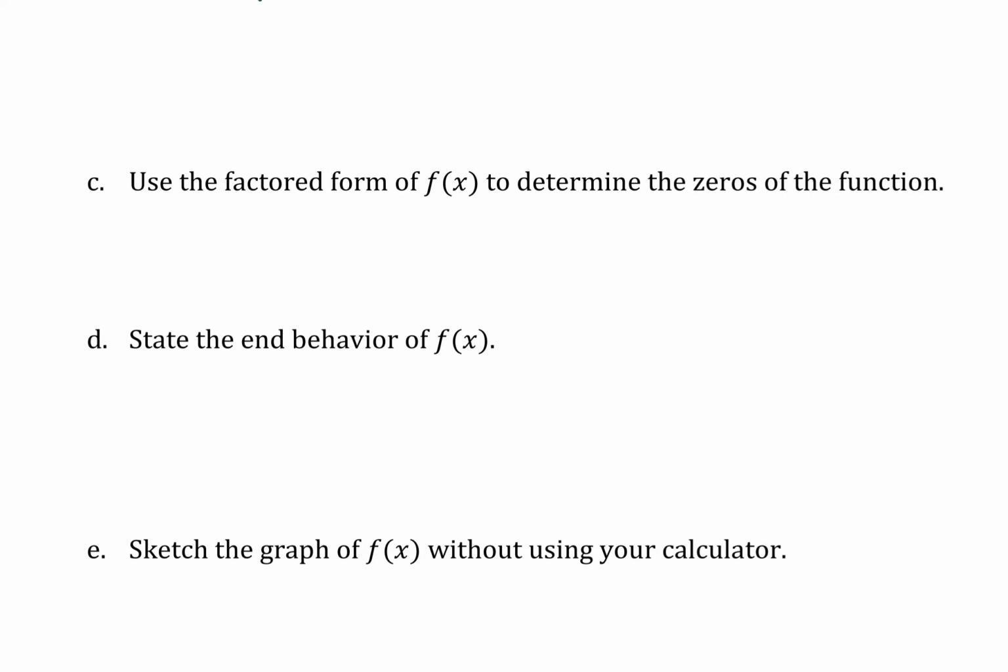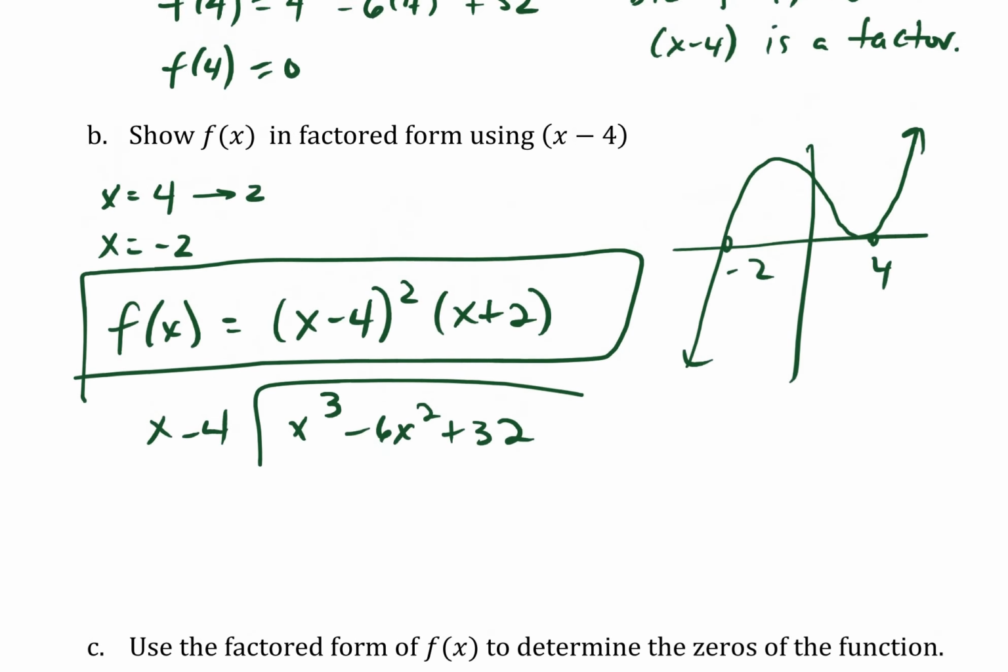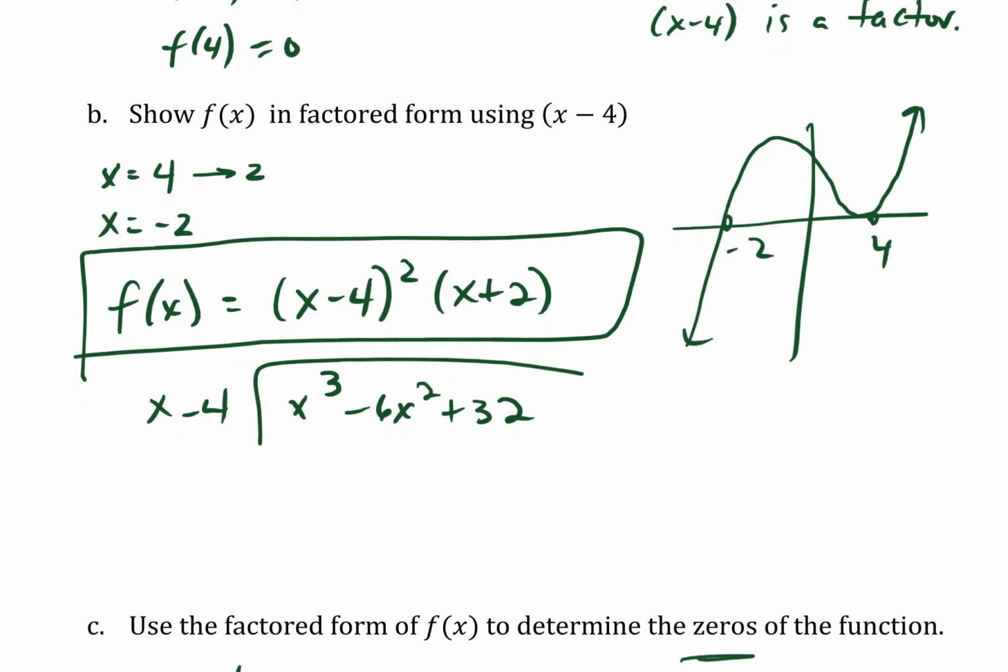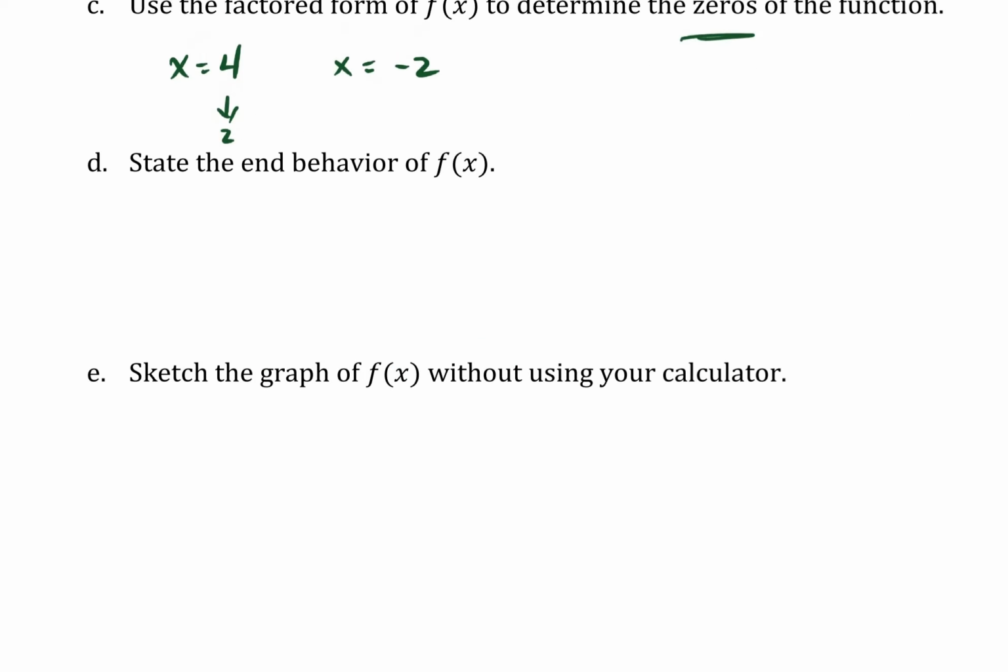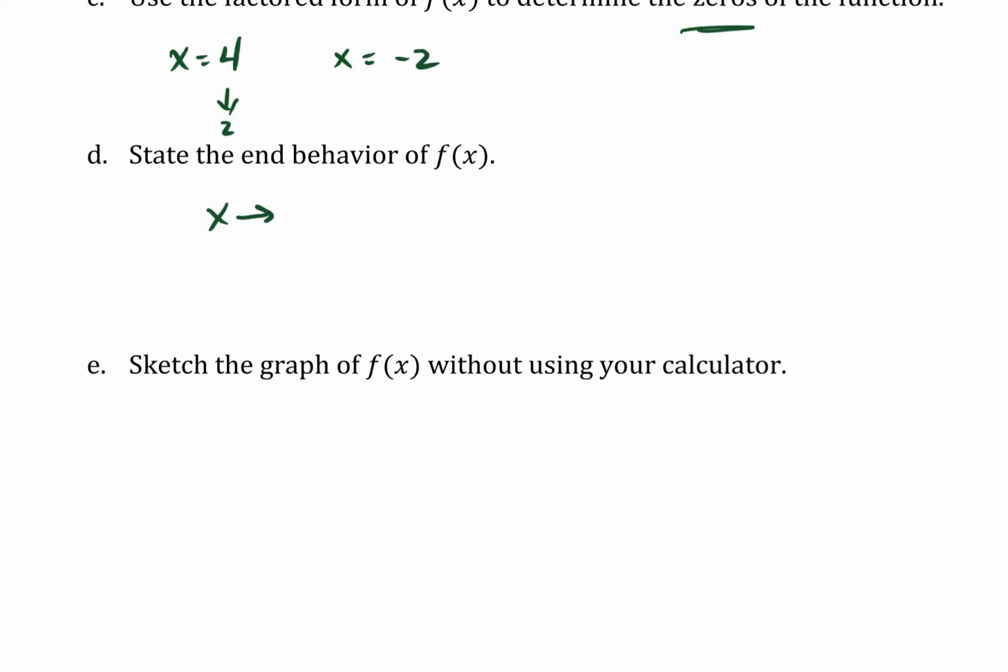That also helps us identify choice C. It says, what are the zeros? So the zeros are x equals 4 with a multiplicity of 2 and x equals -2. State the end behavior. Well, since the graph looks like this, the end behavior is going to say as the x values get smaller, the function values get smaller as well. As the x values get bigger, the function values get bigger.